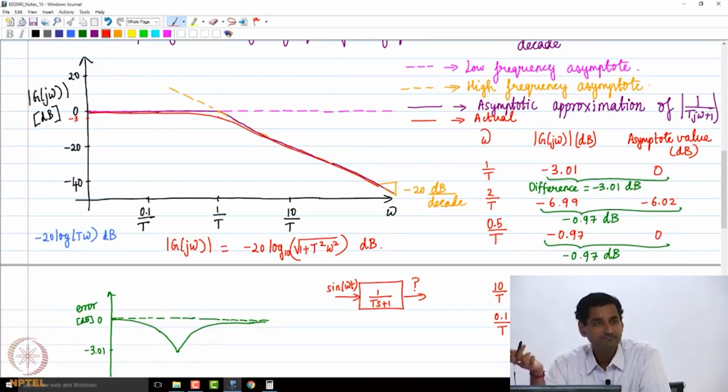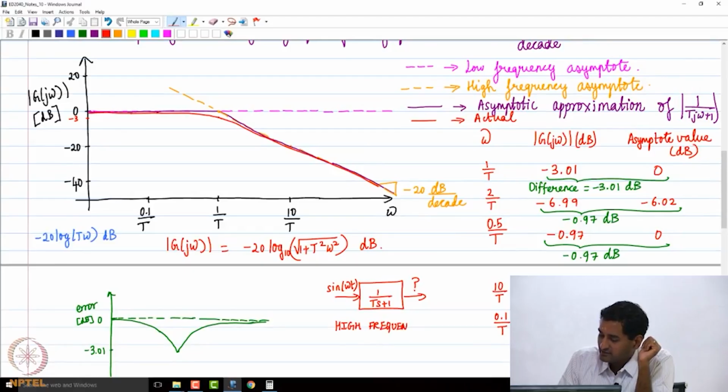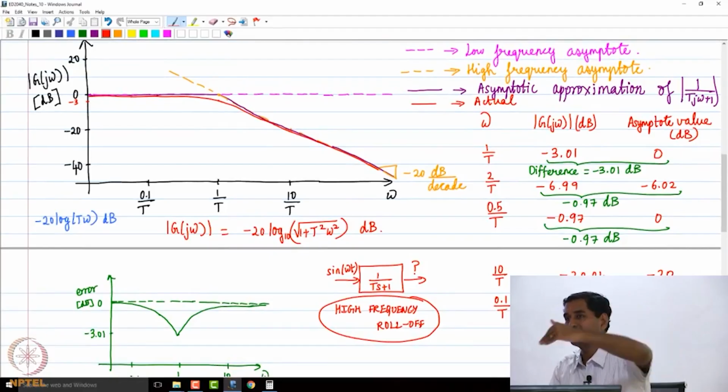what's going to happen? There is going to be an attenuation, and the higher the frequency, the higher is the roll off. So what people call high frequency roll off is just a term which one may encounter in frequency domain analysis. It indicates at what rate my magnitude curve is dropping at high frequency.